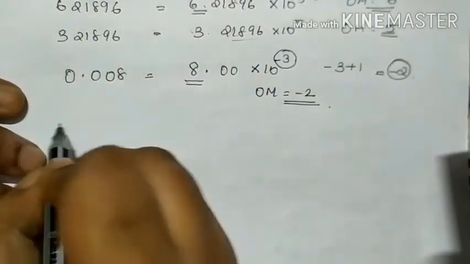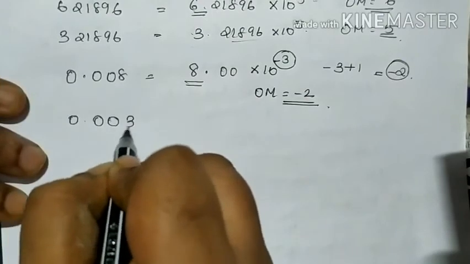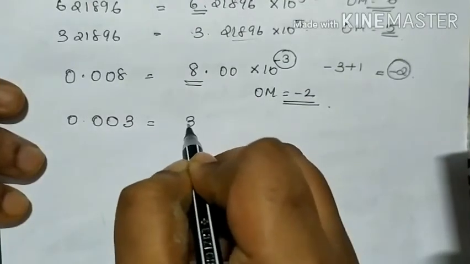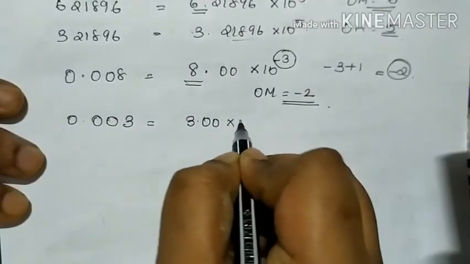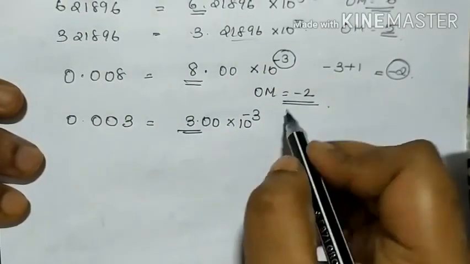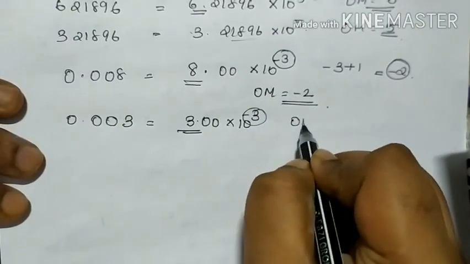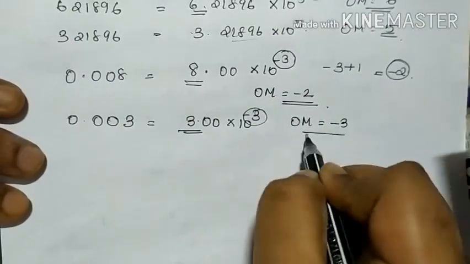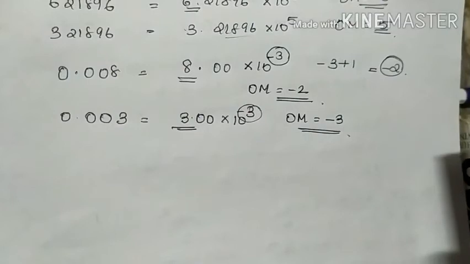Let's do another example. 0.003. How would I write it? I write it as 3.00 into 10 to the power minus 3. 3 is less than 5. So you will write the order of magnitude as it is, that is minus 3. I hope this much is clear, guys.